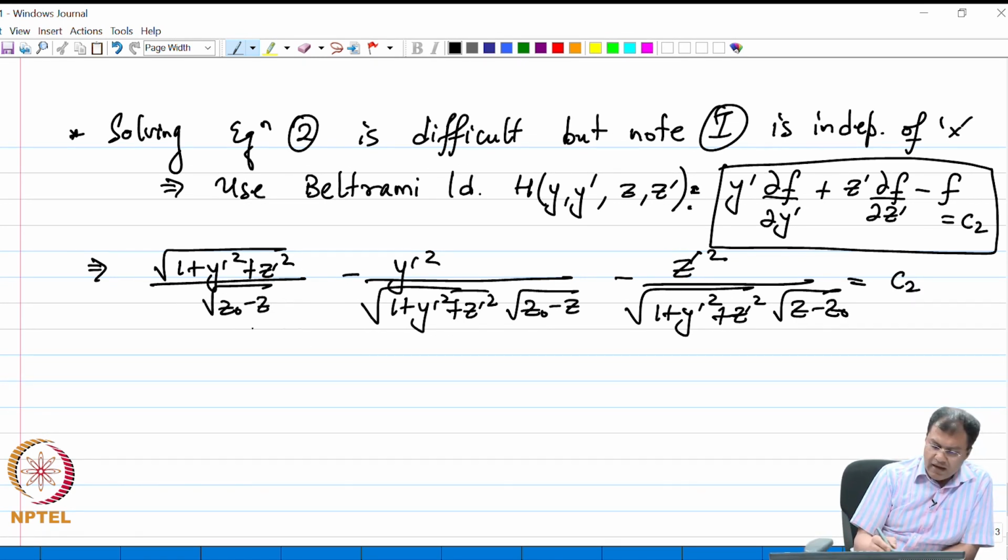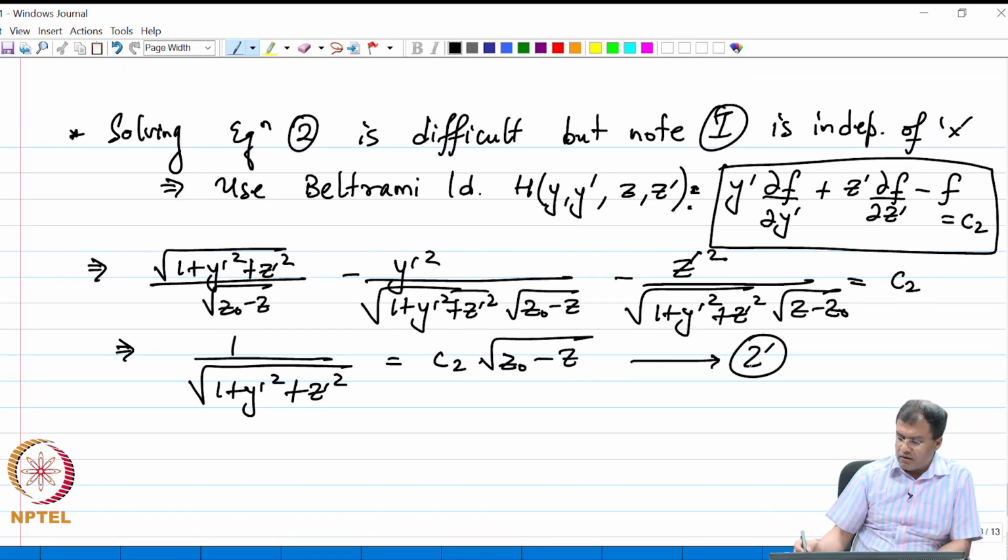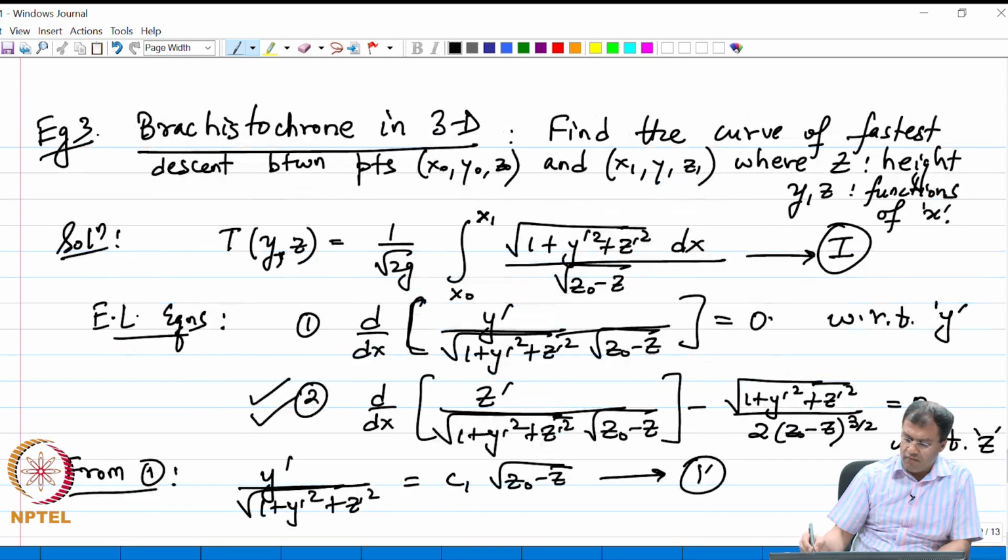When we simplify after taking the necessary LCM and common denominator, the simplified version reduces to the following form: 1 by square root of 1 plus y prime square plus z prime square is equal to C2 times square root of z naught minus z. Let me call this relation 2 prime. So we have two new sets of equations to solve, 1 prime and 2 prime, for the variables y and z.